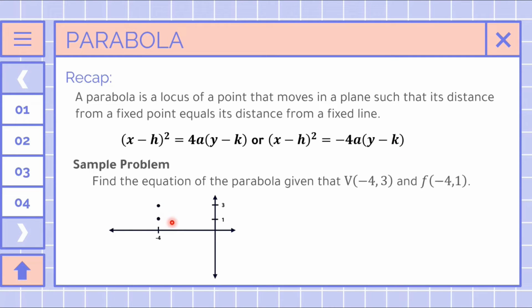After we've plotted them, the next thing to do is to assess the direction of the parabola. When we look at this graph, we see that the vertex is on top of the focus. That means the parabola is in a downward direction.